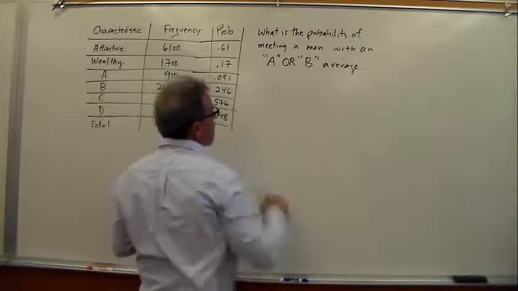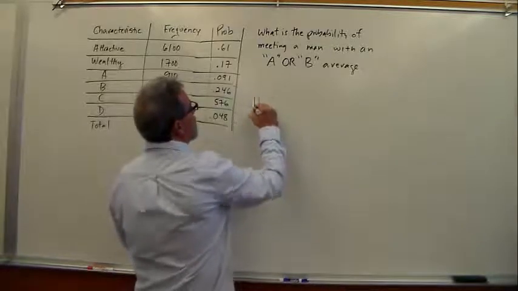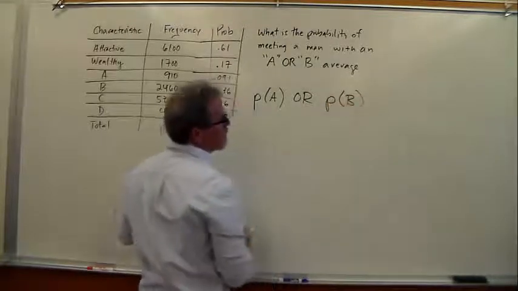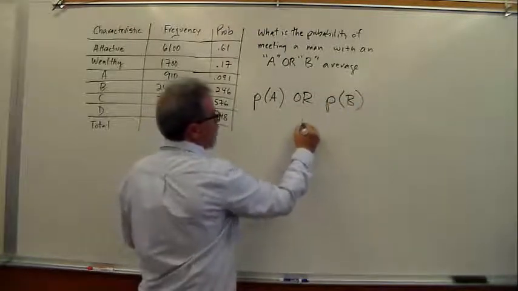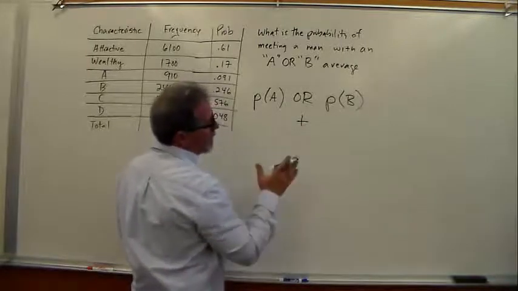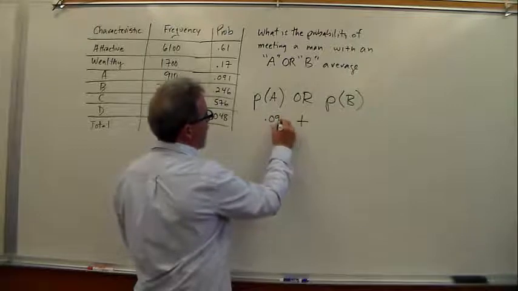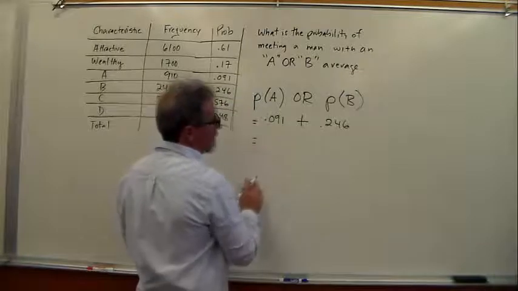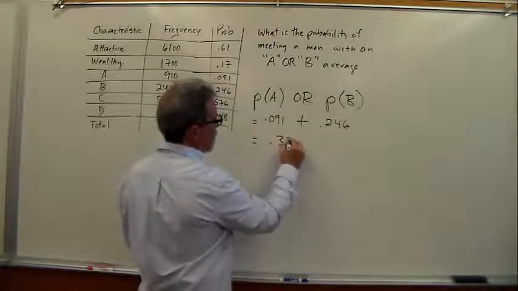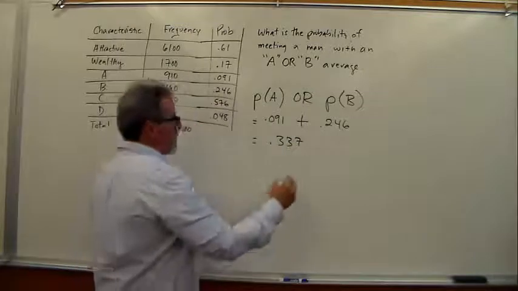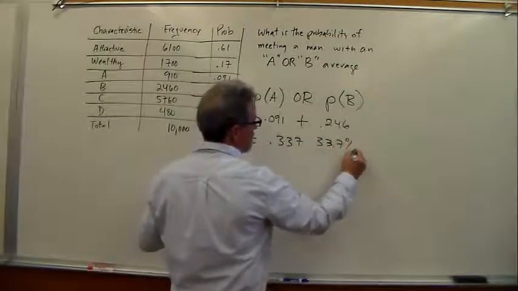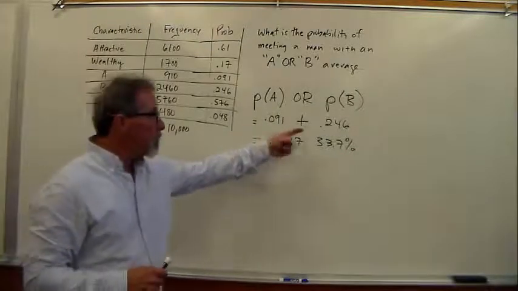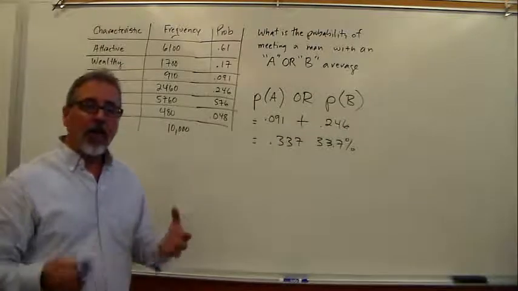So when we have or probabilities, the probability of an A average or the probability of a B average student, in the or condition, we add the probabilities. So the probability of A average is 0.091 and B average is 0.246. So if we add these together, we get 0.337 or 33.7% chances of meeting someone who has an A or B average. It increases your odds from both here and there. Okay? That is called the or condition.